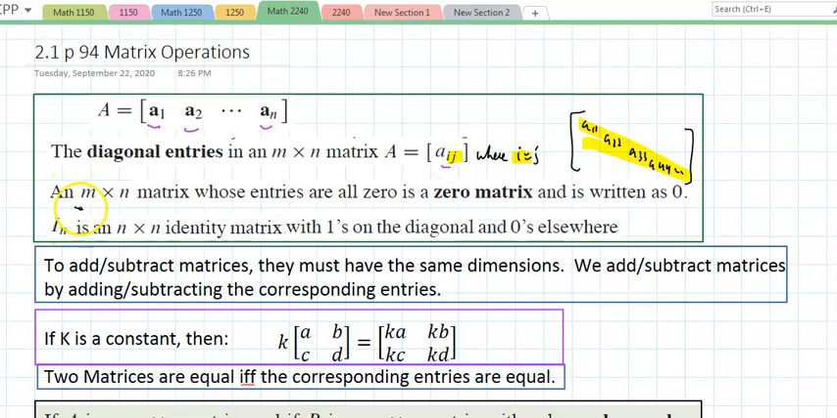Given an m by n matrix whose entries are all zeros, we call that the zero matrix. So anytime you write 0 in matrix land, you mean it's a matrix with all zeros. Given an n by n matrix in which you have 1 across the diagonal and 0 everywhere else.